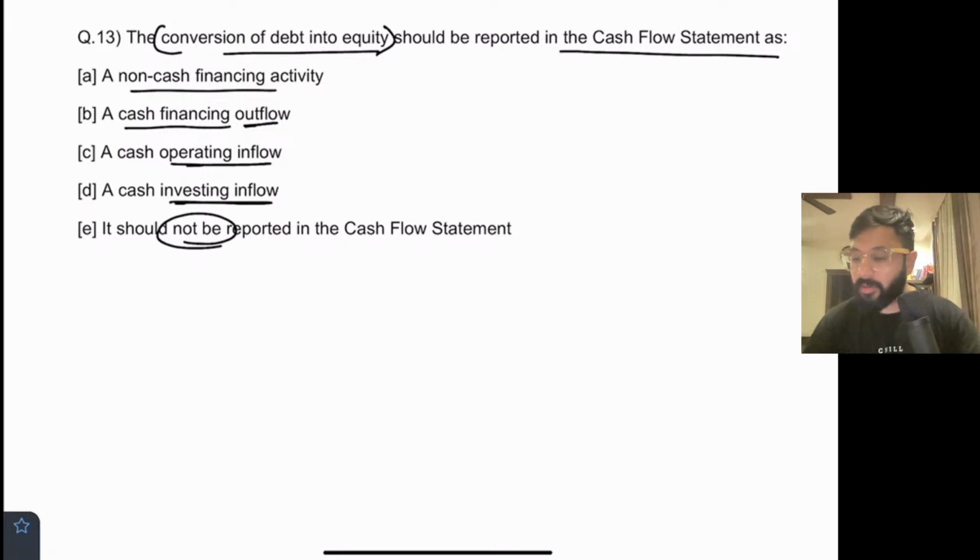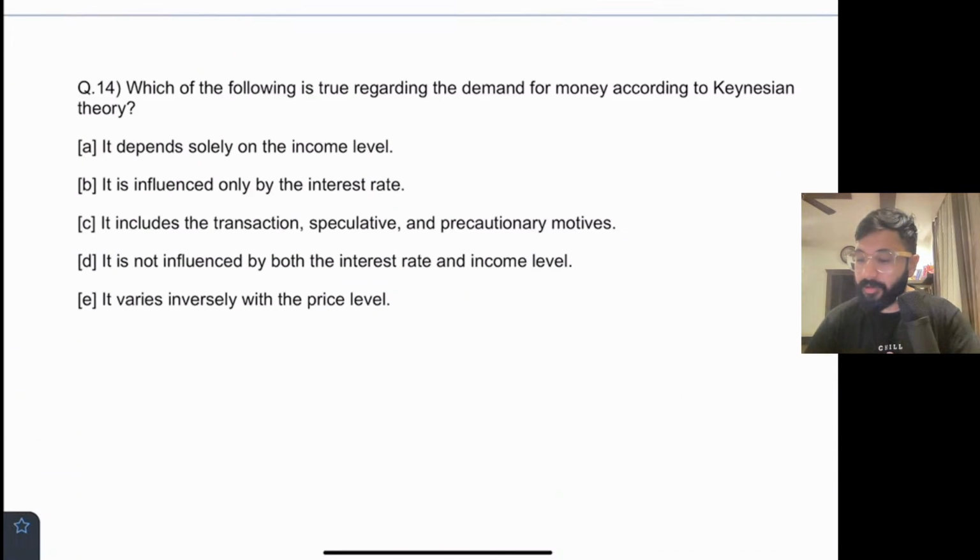Yes, the answer is option number E. It should not be reported in the cash flow statement at all. Because debt को equity में convert कर रहे हो तो cash flow में कोई भी change नहीं आ रहा है. जब cash ना बढ़ रहा है ना घट रहा है, then how can you show in the cash flow statement, right? Next question पे आते हैं. The answer is option number E.